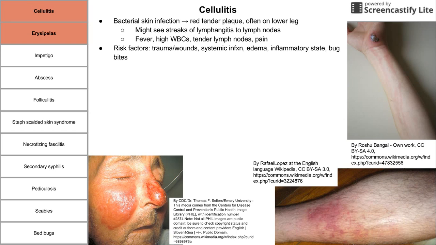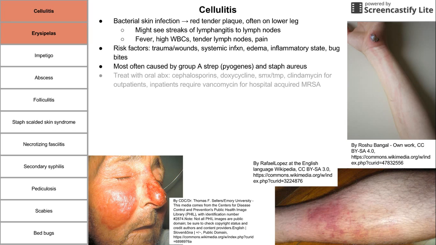Risk factors for cellulitis include trauma, wounds, systemic infection, edemas, inflammatory state, and bug bites. Cellulitis is most often caused by group A strep and Staph aureus. Treatment for cellulitis is oral antibiotics, usually cephalosporins, doxycycline, SMX-TMP, or clindamycin for outpatients. For inpatients, you do want to make sure you cover hospital-acquired MRSA, so you want to use vancomycin.